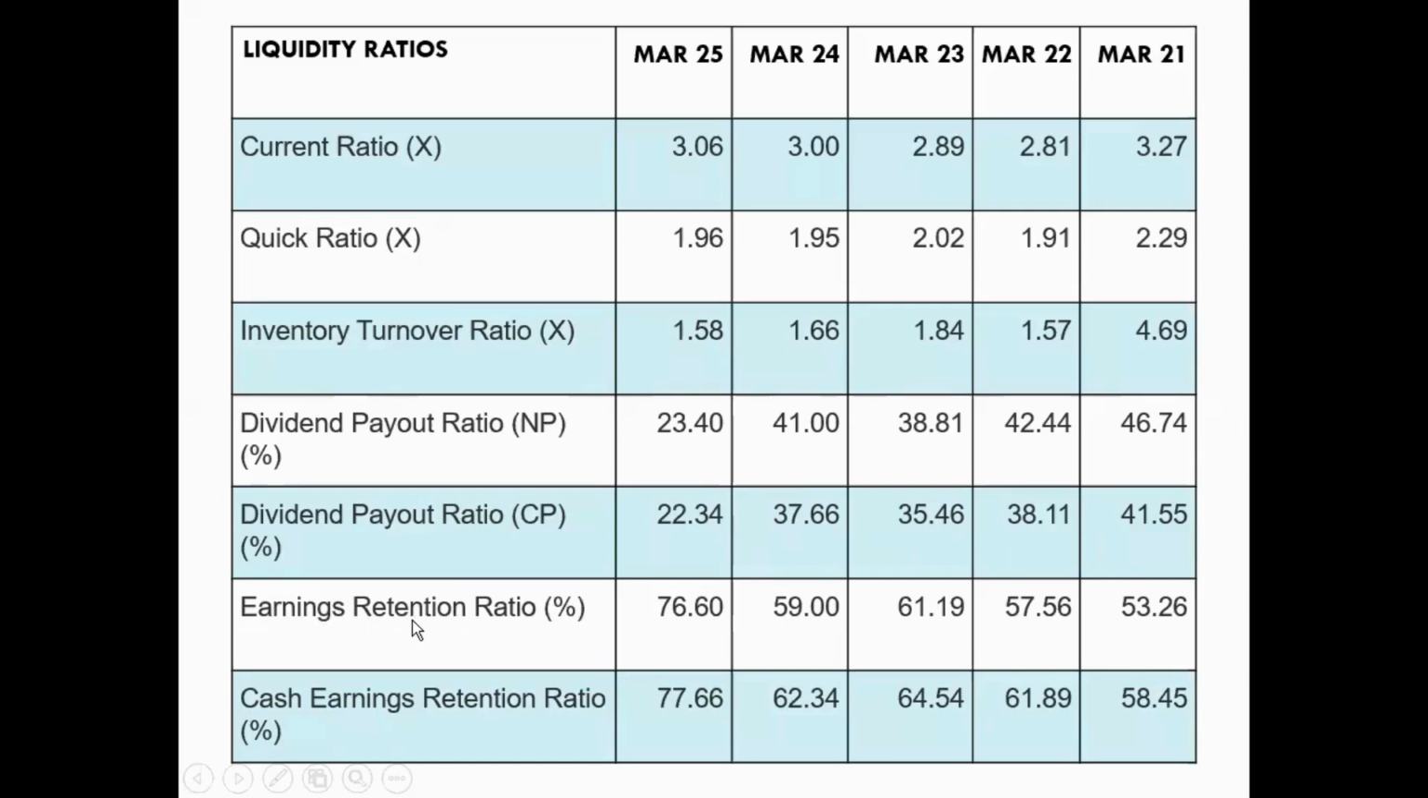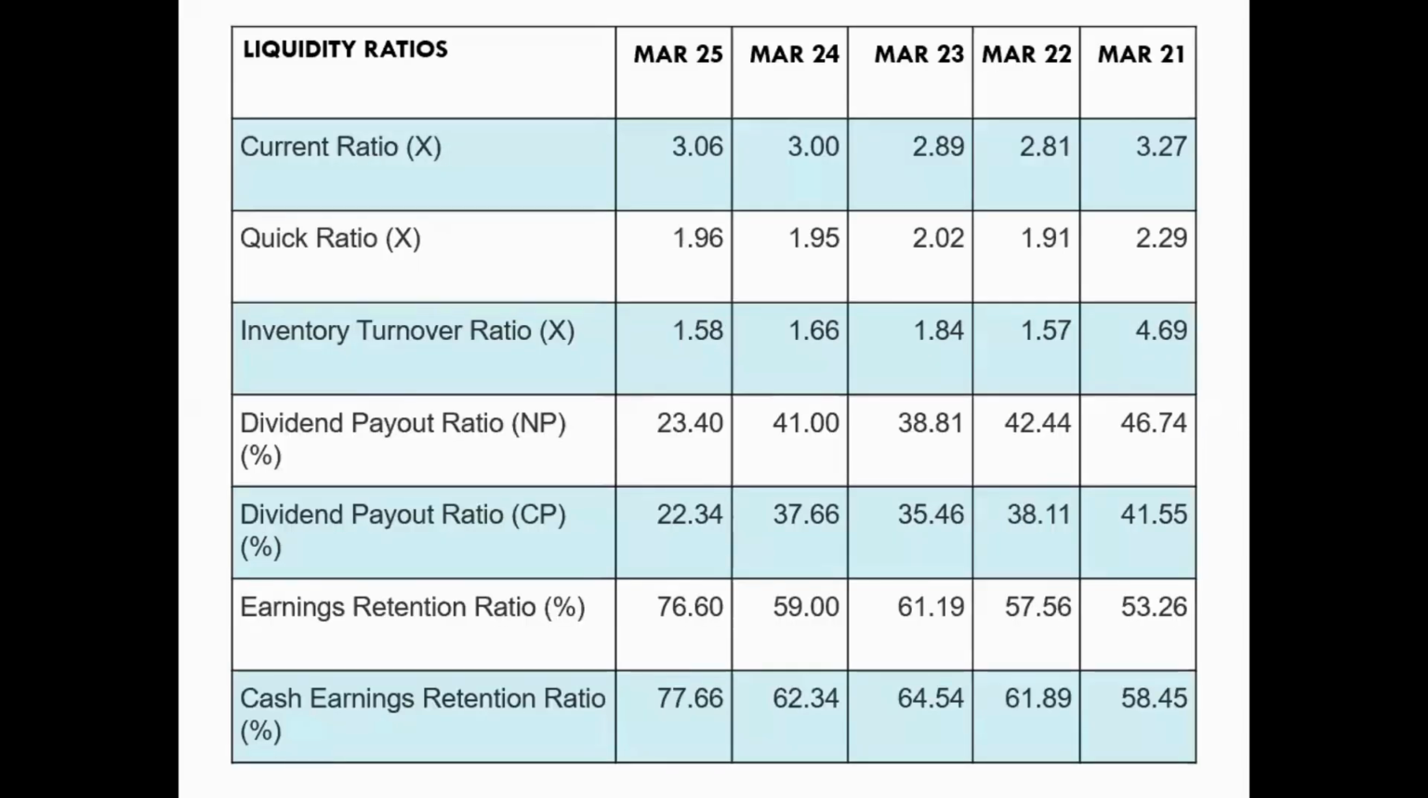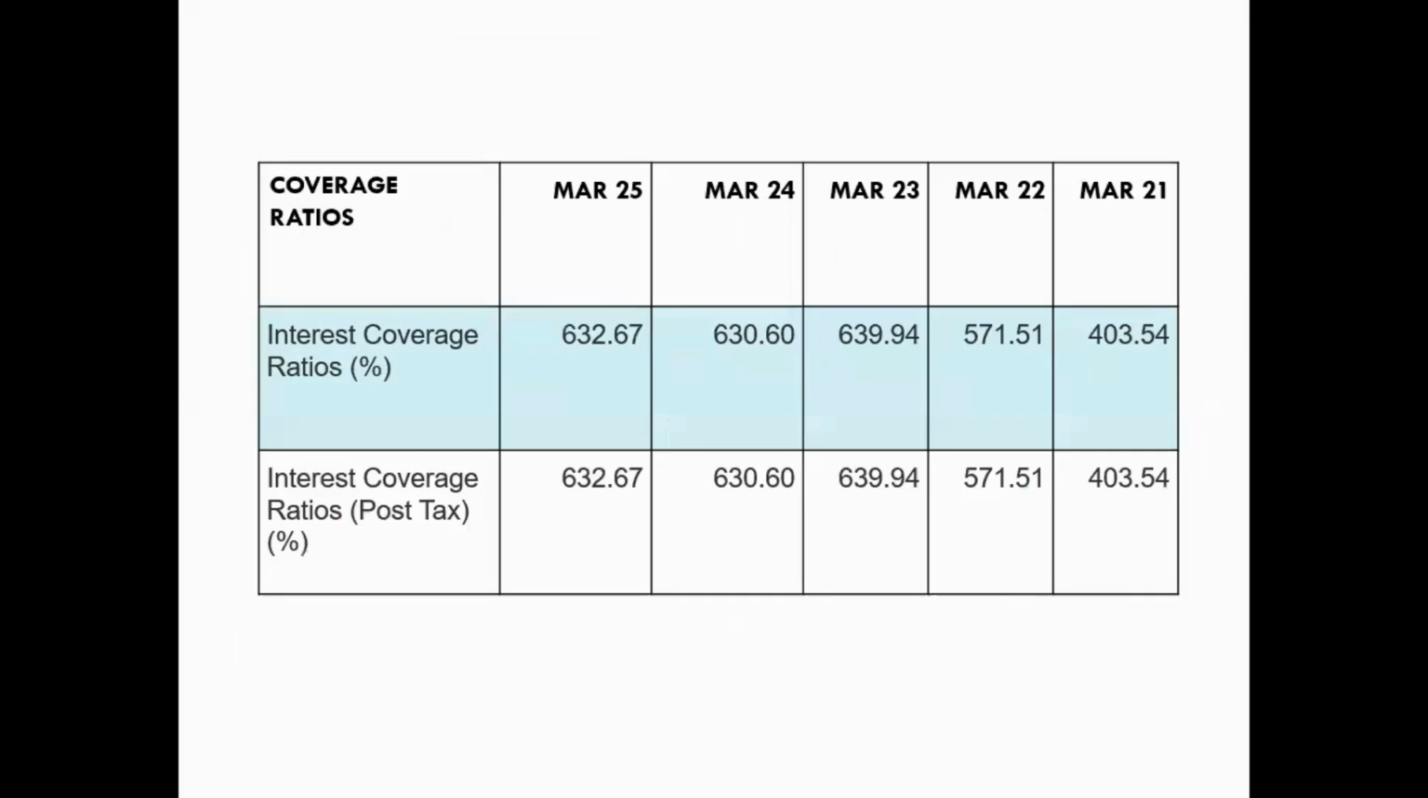Earning retention ratios are 76.6, 59, 61.19, 57.56, and 53.26. Cash earning retention ratio is 77.66, 62.34, 64.54, 61.89, and 59.45.